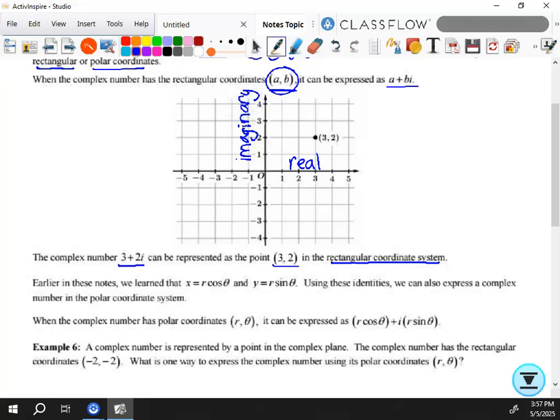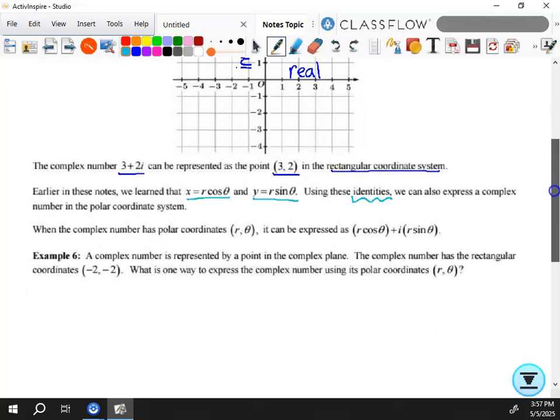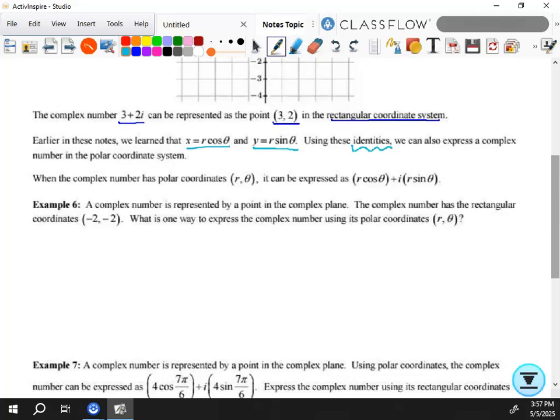All right, so earlier in these notes, and really multiple times so far, we have learned that x equals r cosine theta, y equals r sine theta. Using these identities, because that's just something that's always true for us, we can express a complex number in the polar coordinate system. So when we have r, theta, which is what our polar coordinates look like, it can be expressed as r cosine theta plus i times r sine theta.